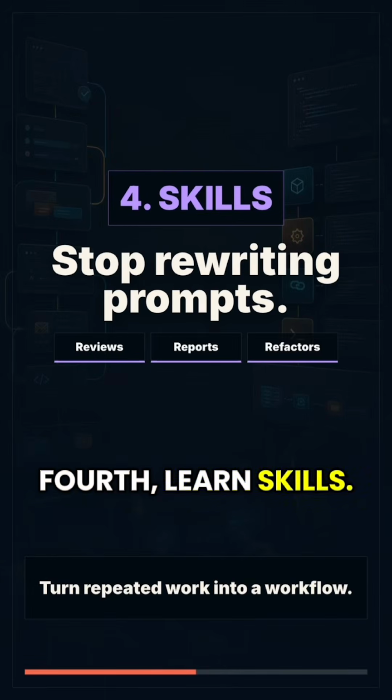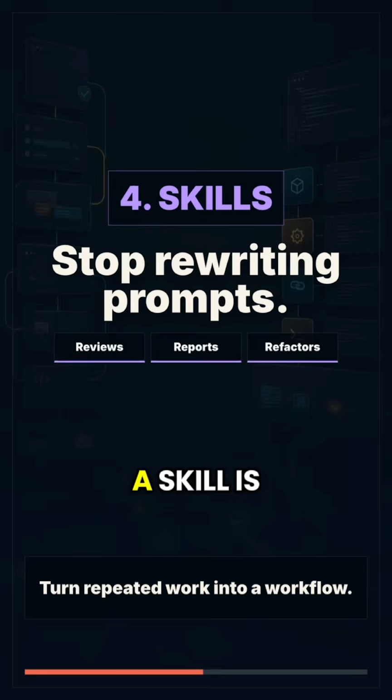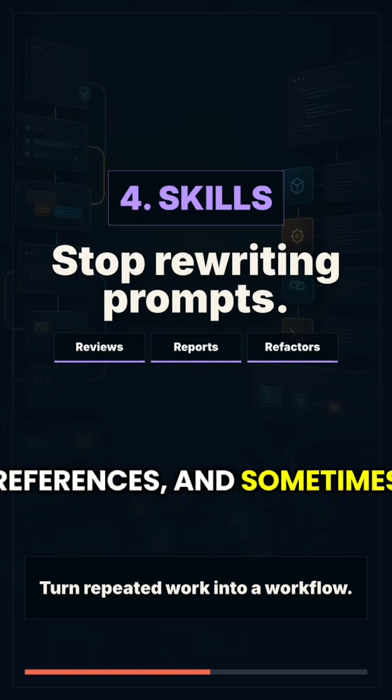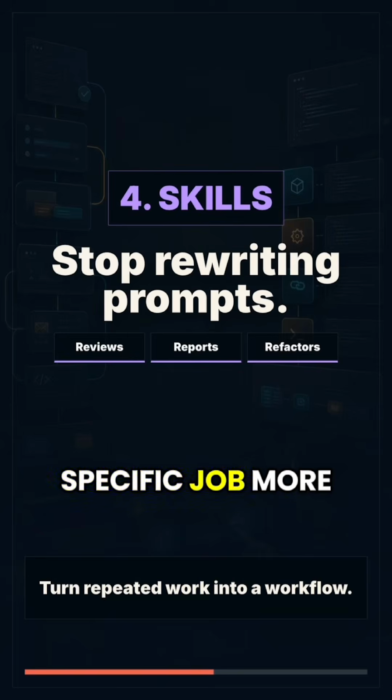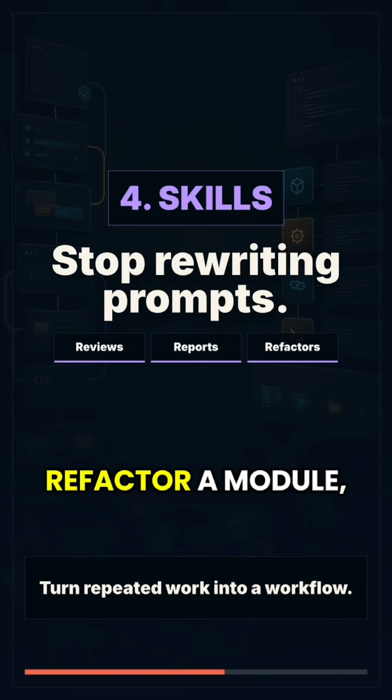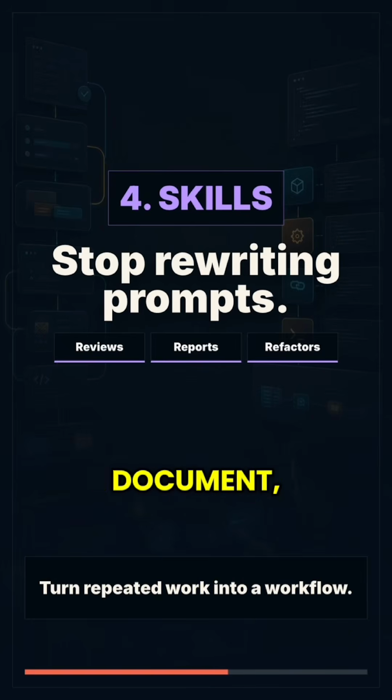Fourth, learn skills. Skills are one of the most useful parts of the Codex workflow. A skill is a reusable workflow, instructions, references, and sometimes scripts that help Codex do a specific job more reliably. If you often ask Codex to do the same thing, like review code, create a report, refactor a module, or generate a document, do not rewrite the same prompt every time. Turn that pattern into a skill.